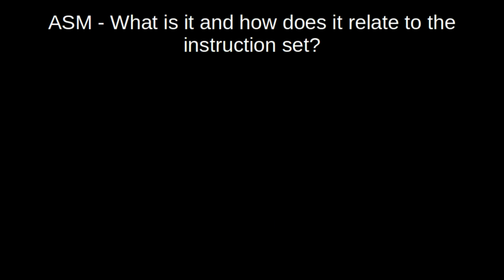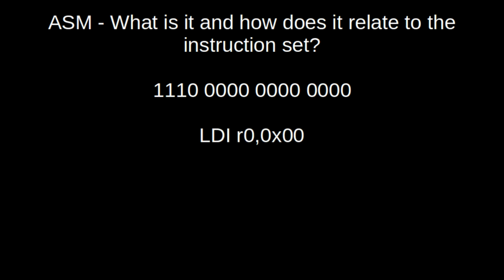Part 3. ASM. What is it and how does it relate to the instruction set? As I previously mentioned, the microprocessor has all of its instruction set stored in memory and accessed by 16-bit opcodes. Humans have a hard time remembering long numbers, especially 16-bit binary numbers. ASM is a low-level language that represents the opcodes as short words or acronyms. For instance, the opcode 11100000000000 would be hard for you to remember, but the ASM line, LDI R0, 0x00, is much easier to understand. Yes, those two things mean exactly the same thing to the microcontroller.